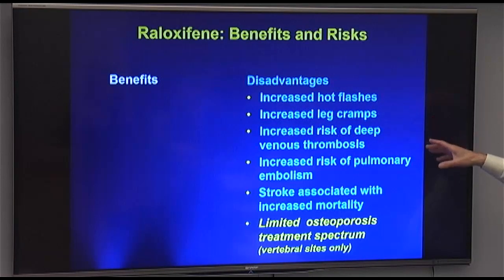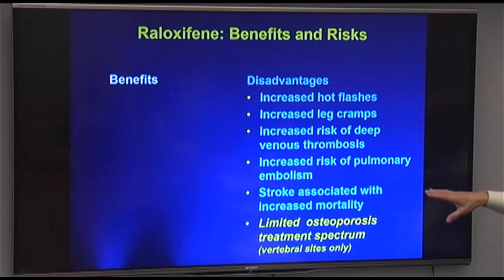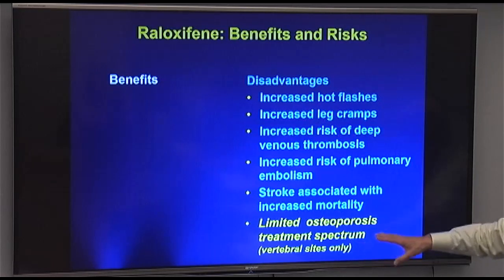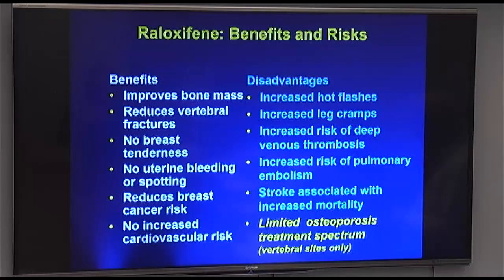Increased hot flashes, cramps. People can complain of cramps, muscle cramps, leg cramps, shoulder cramps. DVT risk is similar to that of estrogen. Risk of pulmonary embolism, similar. Risk of stroke is similar, but there seems to be an increase in mortality associated with raloxifene. And we talk about a limited osteoporotic spectrum. But it improves bone density, reduces vertebral fractures.